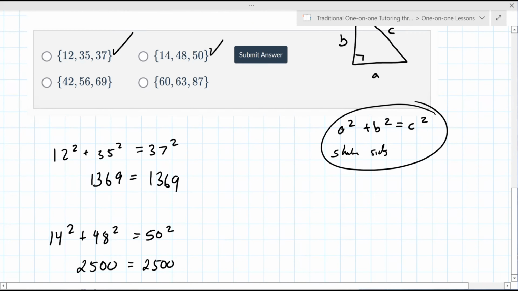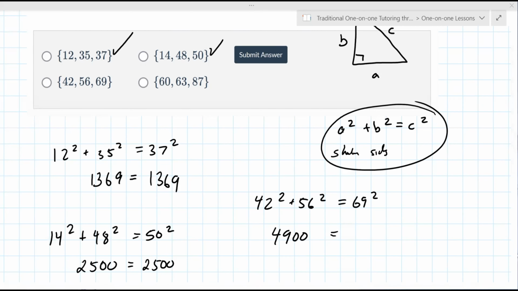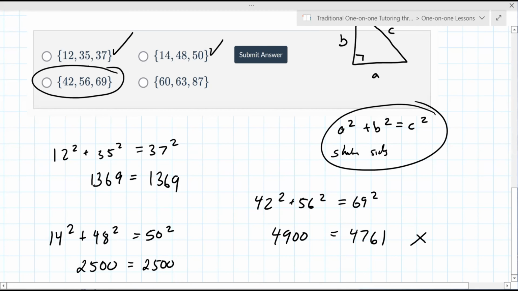Okay, so let's try the next one. Let's try the 42 squared plus the 56 squared. Does that equal 69 squared? And I'm just going to my calculator and calculating this. I'm not doing anything special. I'm not using any of those tricks you see on TikTok to multiply. I'm literally just squaring them and adding them together. Okay, now this one appears to be the one that does not work. 69 squared is 4,761. So this does not work. And that's the one we're looking for.